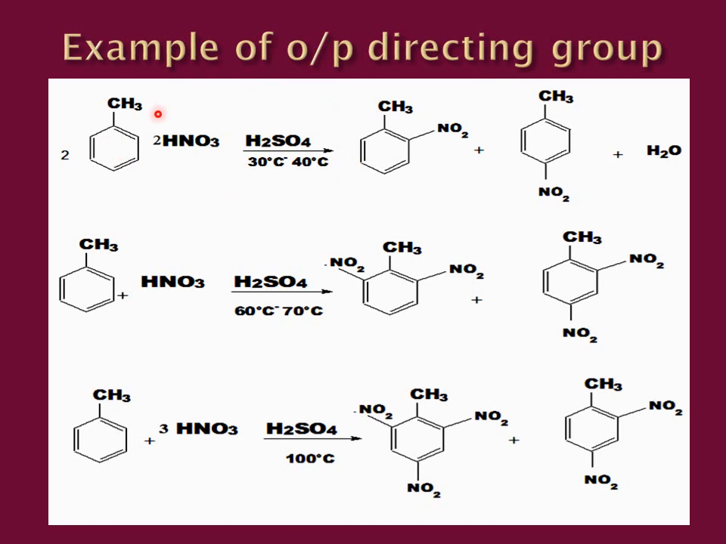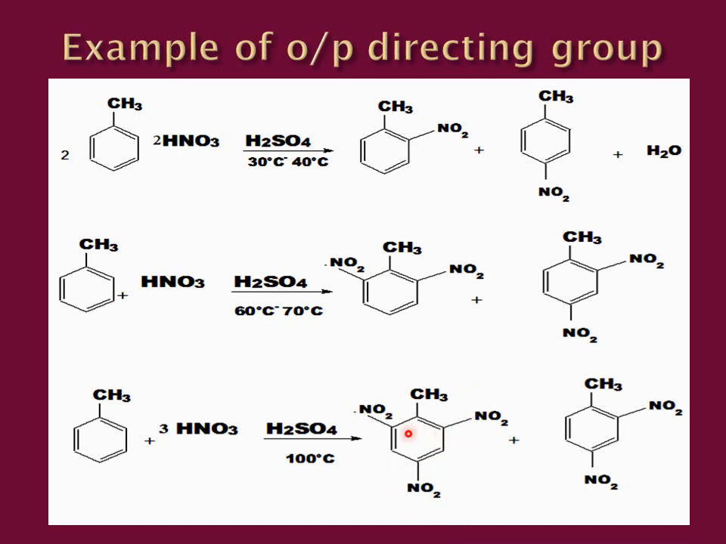Now students, if you increase the temperature, meaning increase the reactivity of this reagent, you can see that another nitro group is attached at an ortho position. As you can see in the second product also, the substituents are attached at ortho and para positions. If you further heat it to about 100 degrees Celsius, it nitrates again at ortho and para positions. Means you will not see an NO2 group at the meta position in any of these reactions. This shows that CH3 is acting as an ortho-para directing group.